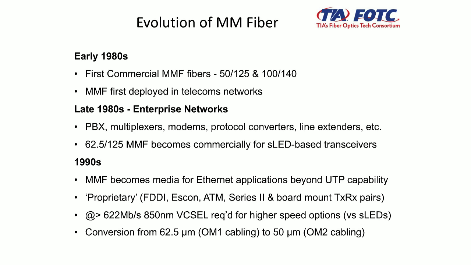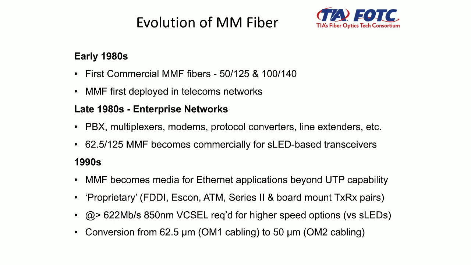In the 90s, multimode fiber really starts to propagate into backbone applications, replacing UTP, where the reach of the solutions are greater than the reach of UTP. We see a lot of, I'll call them proprietary transceivers. I'll give you a picture here in a minute. FDDI, ESCON, ATM, a lot of transmit-receive pairs for multimode fiber. For the most part, these are not pluggable transceivers. These are board mount, soldered to the board transceivers.